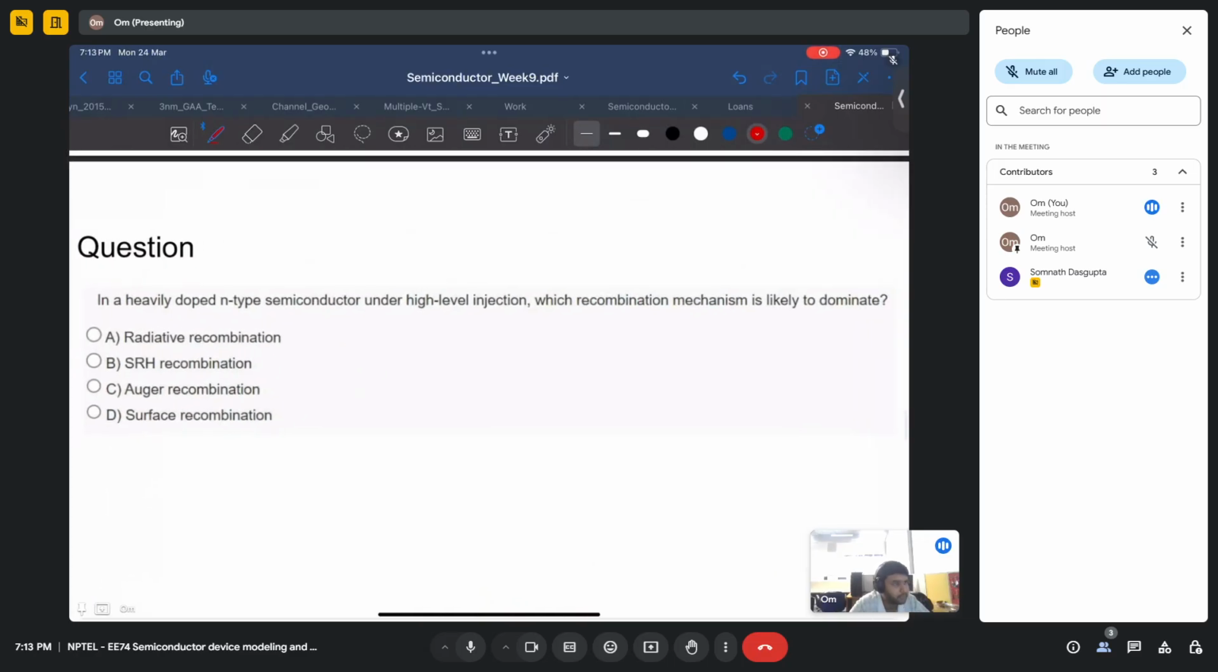Next question is, in a heavily doped N-type semiconductor under high level injection, which recombination mechanism is likely to dominate? Why?